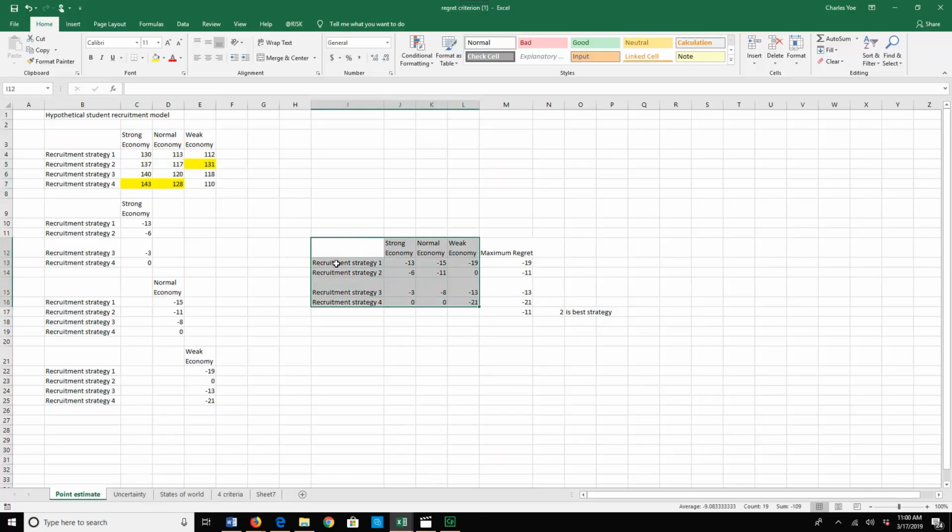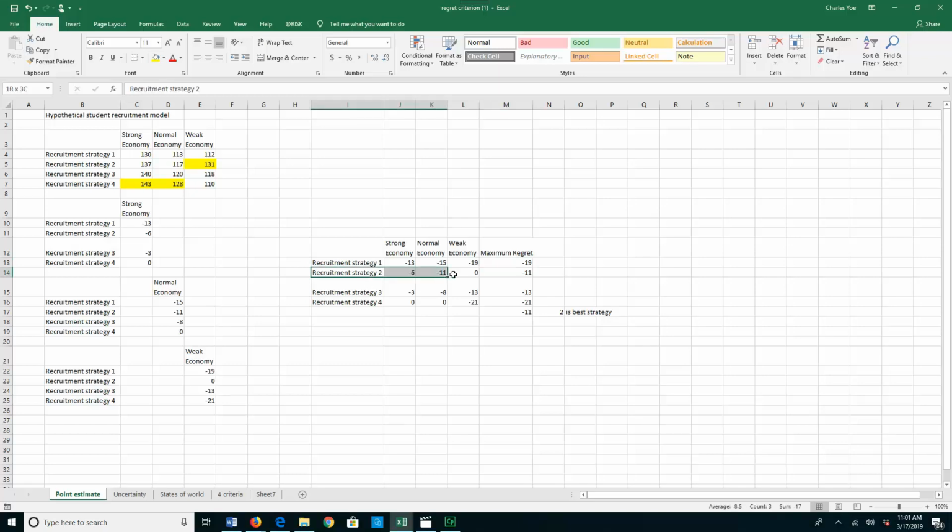Now what we're going to do is we're going to take a strategy and we would like to look across this strategy and say, if we pick recruitment strategy 1, what would our maximum regret be? What would be making us the most sorry for having chosen recruitment strategy 1? And here we see, since small numbers are bad, the smallest value is minus 19. That would be our maximum regret.